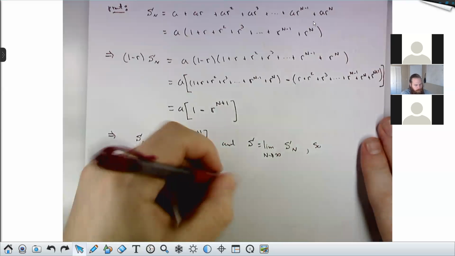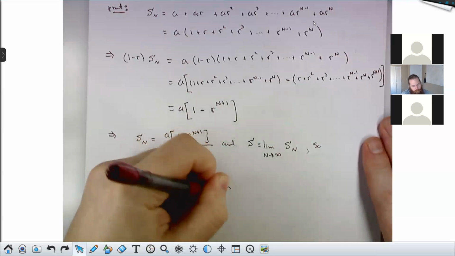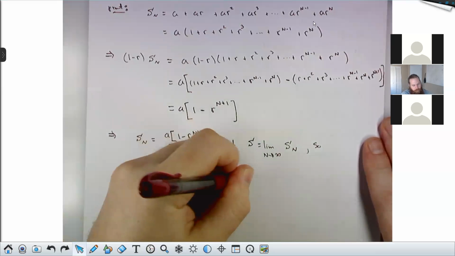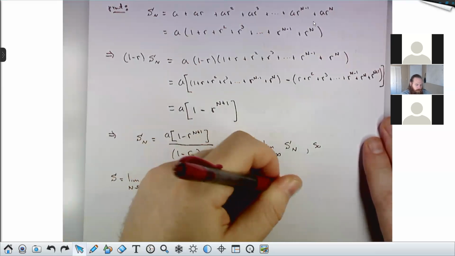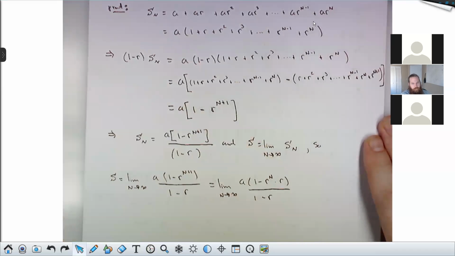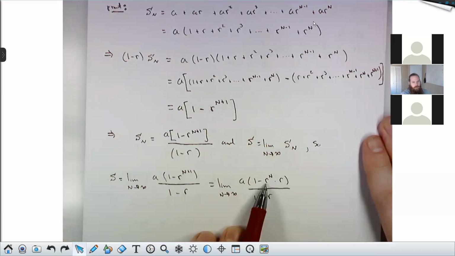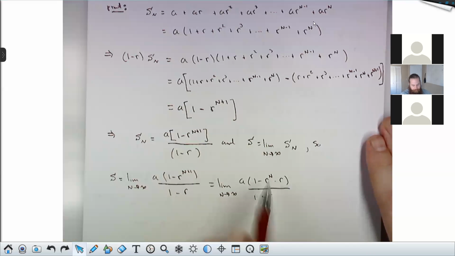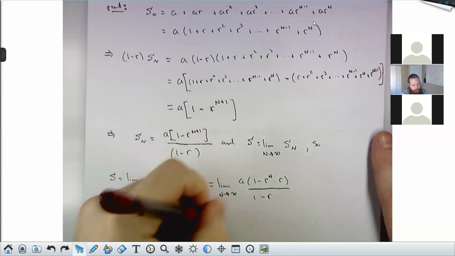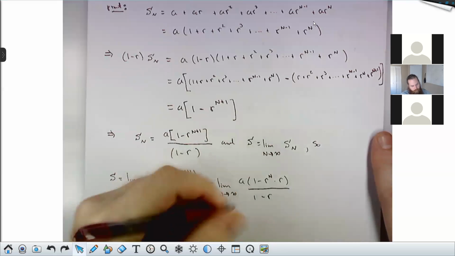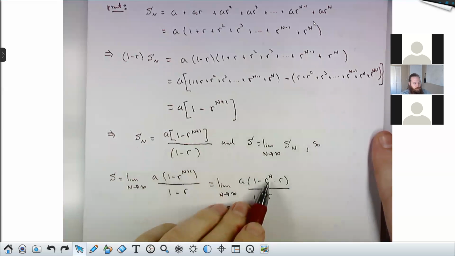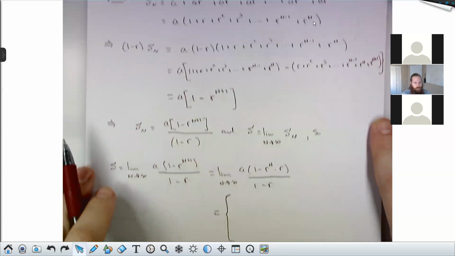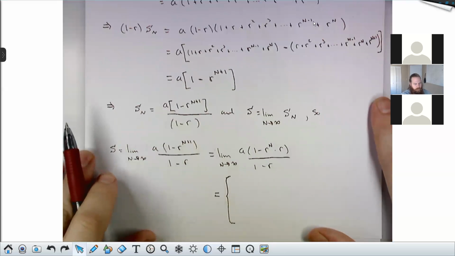Now, r to the n plus 1, this is the same as the limit of a times 1 minus r to the n times r over 1 minus r. And this r to the n, we know what happens as n goes to infinity in r to the n. This piece will go to 0 as n goes to infinity if the absolute value of r is less than 1.